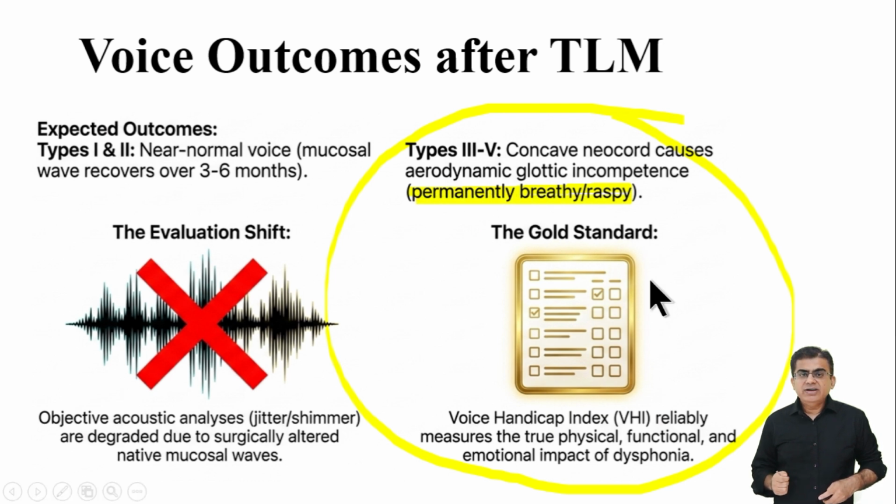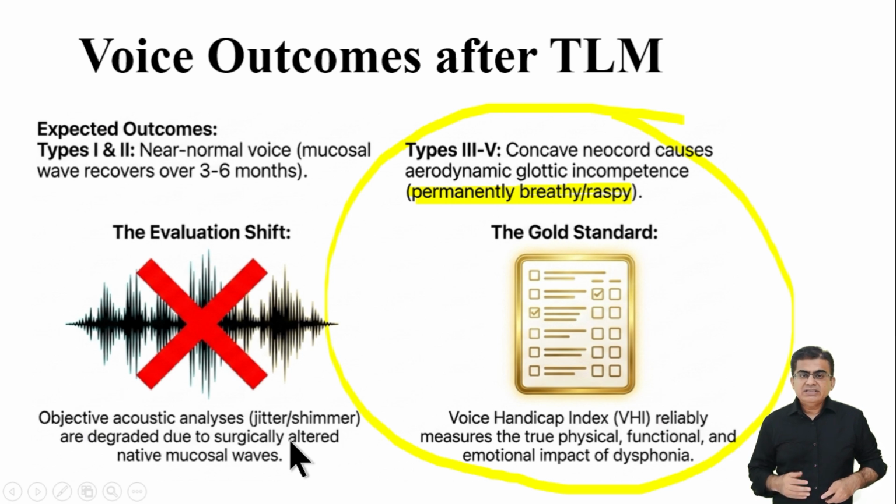Next, look at the sound wave with the large red X through it. You must completely change how you evaluate these post-operative voices. Traditional objective acoustic measurements like jitter and shimmer are no longer reliable. They will always show badly degraded numbers because you have surgically altered the native mucosal wave.